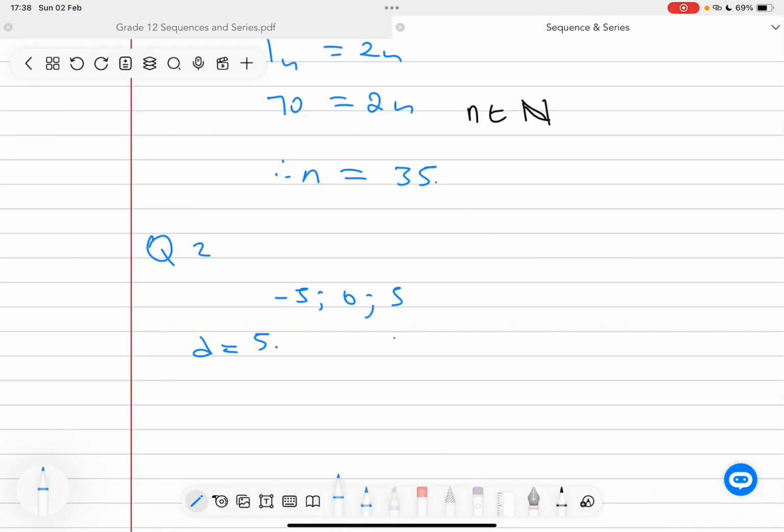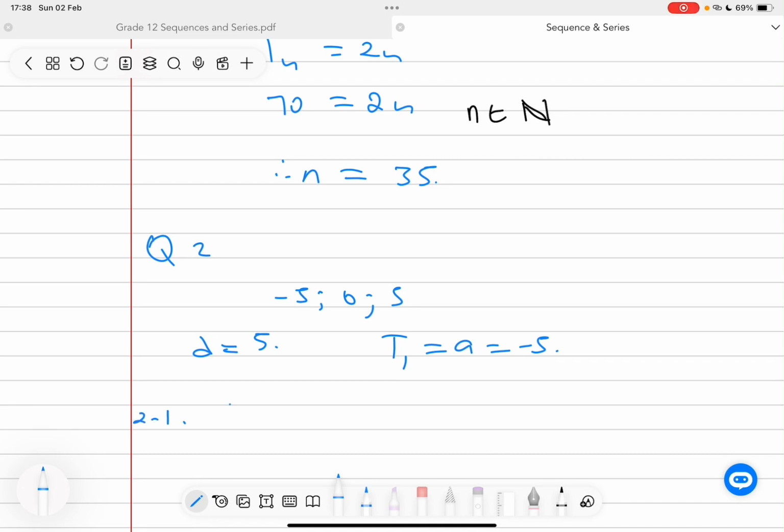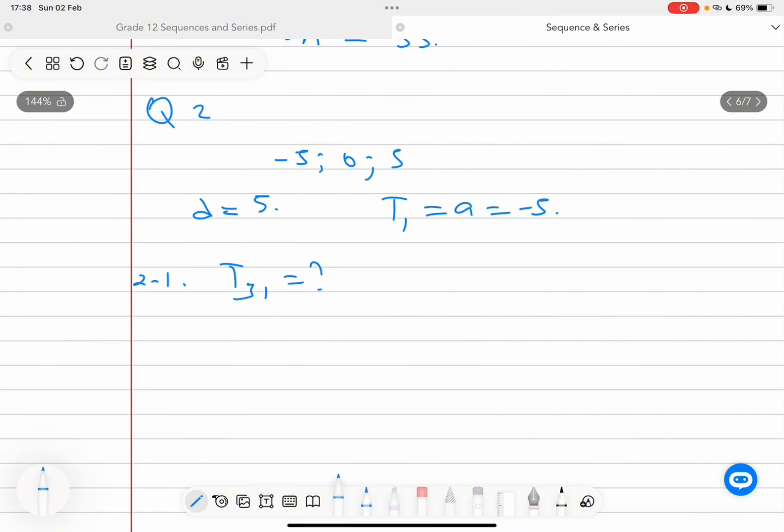So much so that we can see that term 1 is given by a, in this case equal to -5. Now the first question says to us, determine T31. So this means we're looking for the 31st term. Because this is an arithmetic sequence, it is going to be defined by a plus, in this case, 30d. Remember, the number that multiplies the d has to be 1 less than the term number we're looking for. So 31 minus 1, we get a 30 there.